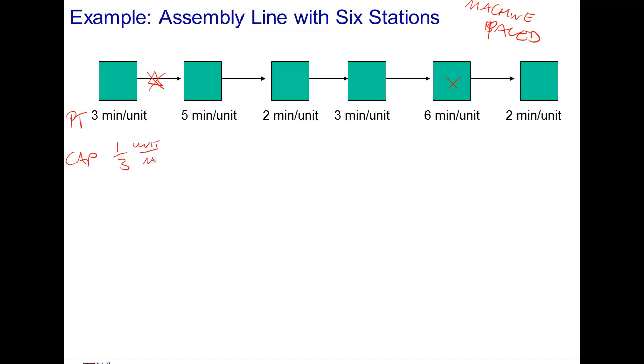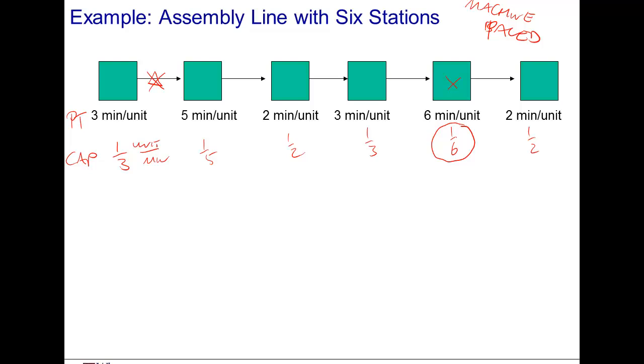So this is units per minute. 1 over 5, 1 over 2, 1 over 3, 1 over 6, 1 over 2. We can apply our definition of the bottleneck and say that the step with the lowest capacity is the bottleneck. That makes station 5 indeed the bottleneck.